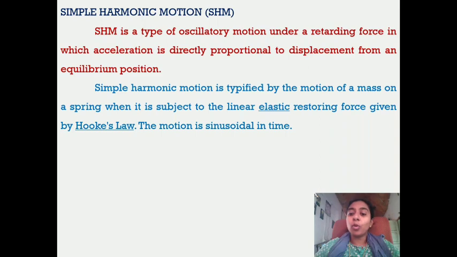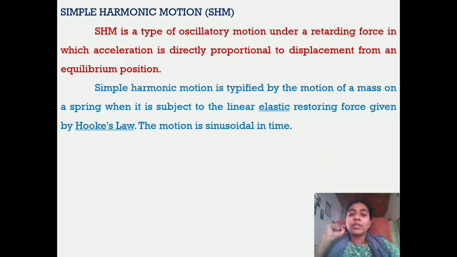Simple harmonic motion is typified by the motion of a mass on a spring when it is subjected to the linear elastic restoring force given by Hooke's law. Now, what is Hooke's law? Stress is proportional to strain within the elastic limit. So Hooke's constant or constant of elasticity, which you take as capital E, is equal to stress by strain. That is Hooke's law. I believe you have studied it in your basic civil engineering also.